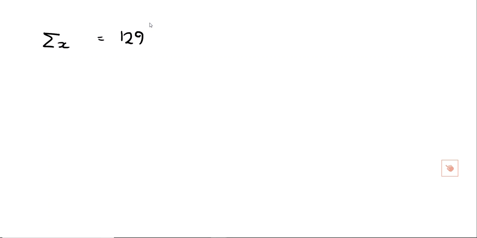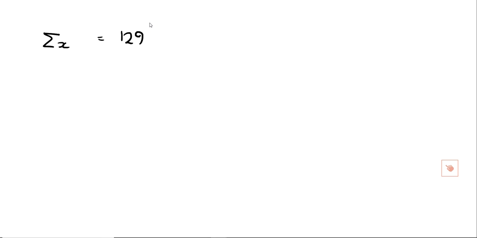Now, what does that mean in terms of this situation? All the x values equal 129. But that's a generic situation. What does it mean in this situation? There's a time in minutes it takes to travel down a hill. That's the sum of all of the times.